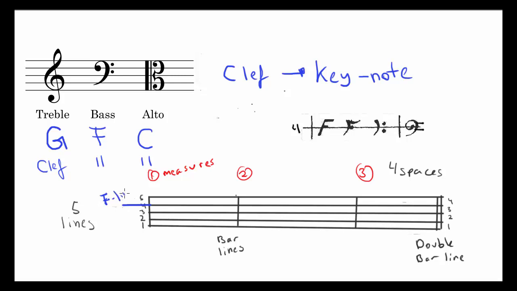Meaning that if you place a note in that line, it would be the F note, which is your reference point. So when you start adding other notes, you know that that note would be the F note. Okay, so now why don't we draw an F clef?